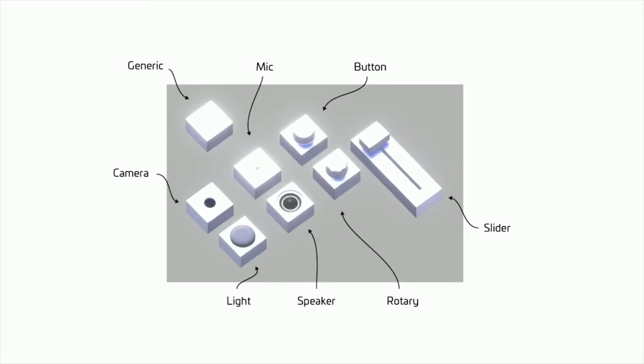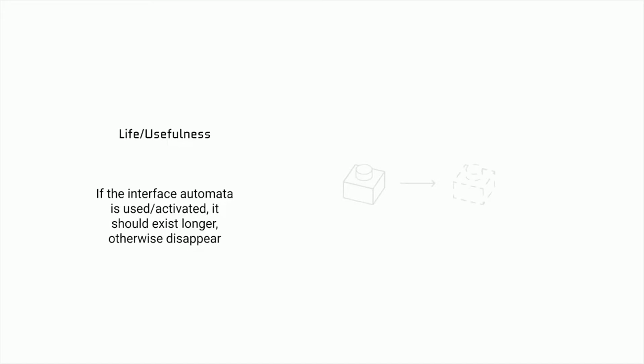I designed 8 types of interface automata. Each one has its unique function. I also designed the rules that each interface automaton will follow. There are 3 rules. The first one is life. Each interface has a parameter called usefulness that will keep decreasing if no one interacts with it. When the usefulness comes down to 0, the automaton will disappear.